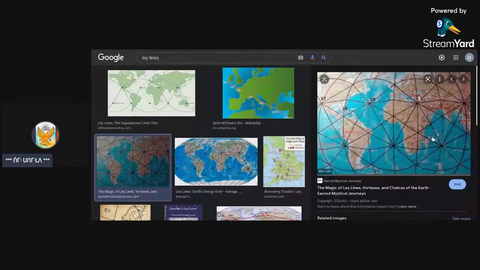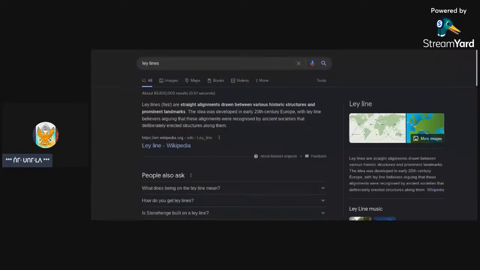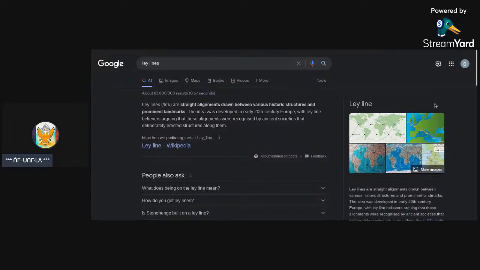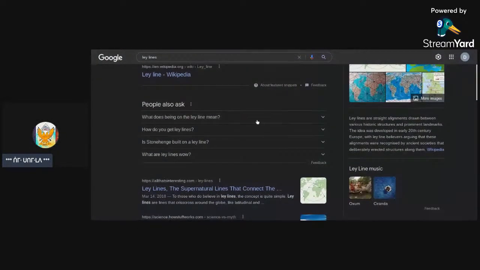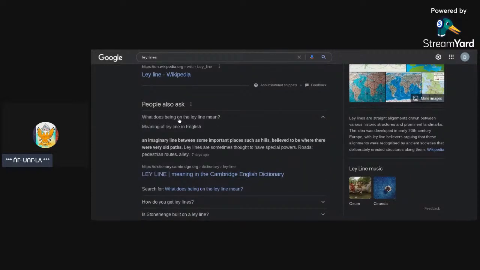That's what you see with stuff like this right here. Now, that's why you don't just go to Wikipedia, because we also know that they are energy lines. That's the first thing that we're pulling up right there. An imaginary line between some important places such as hills believed to be where there are very old paths.